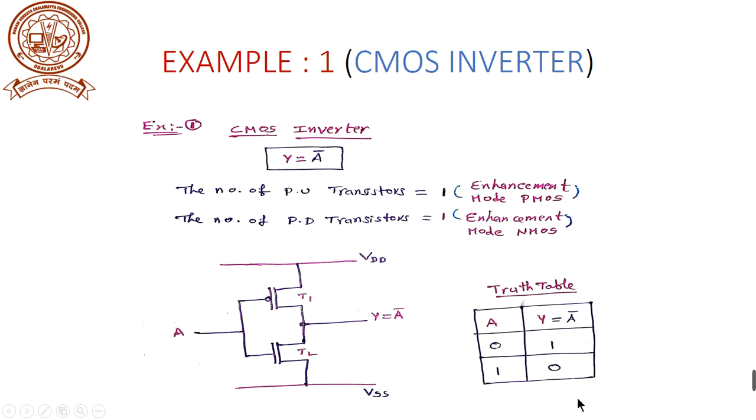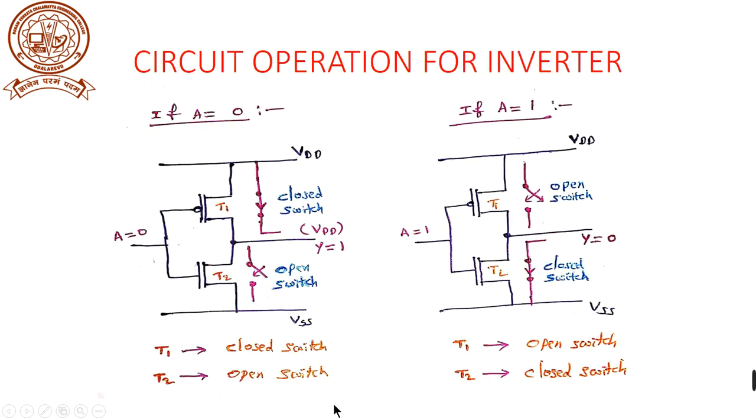And coming to the truth table for the inverter: if you give the input 0, the output is 1. If you give the input 1, the output is 0. Now we can discuss how the current flows for various input combinations of A, that is, the circuit operation of the inverter for different input combinations.